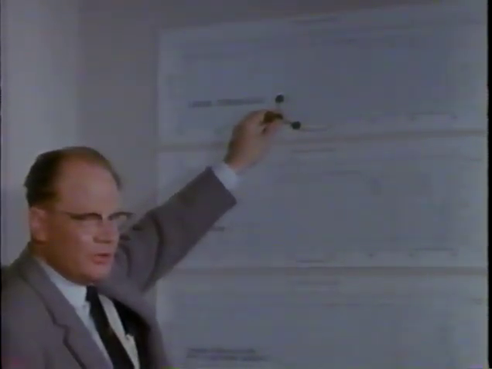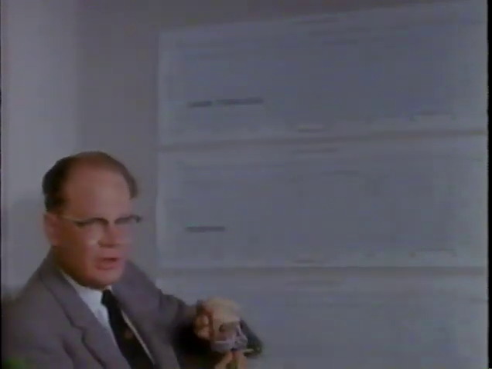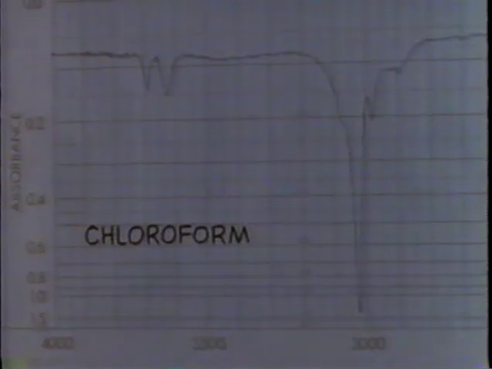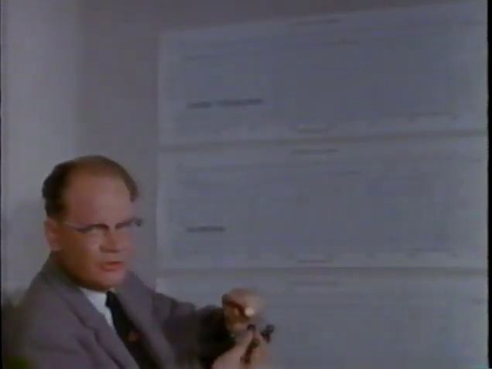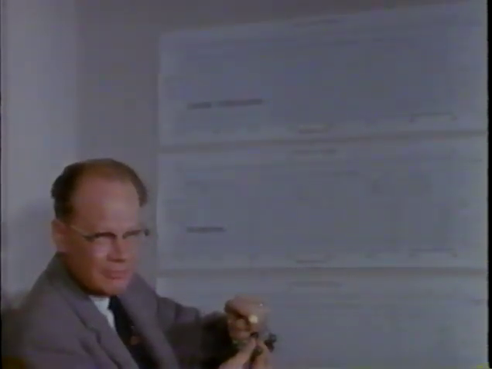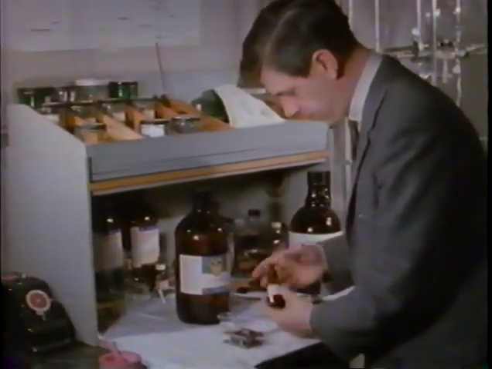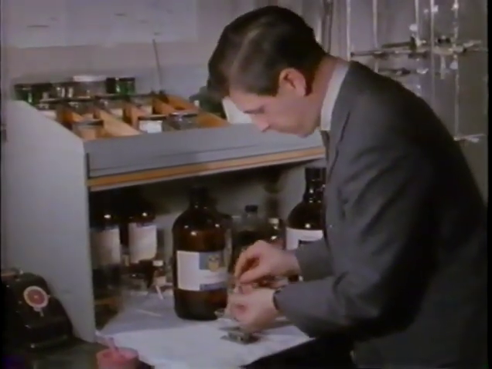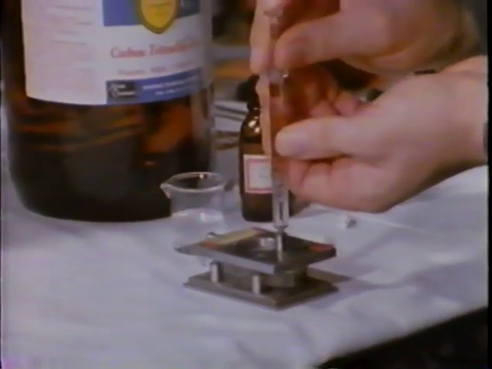This is a carbon tetrachloride spectrum. The dominant feature is due to stretching of the carbon-chlorine bonds. The chloroform spectrum shows absorptions here and here, both of which are associated with motions of the hydrogen atom. If we contaminate a carbon tetrachloride sample with a small amount of chloroform, it's a simple matter to put some of the sample in a small cell and measure its infrared spectrum.